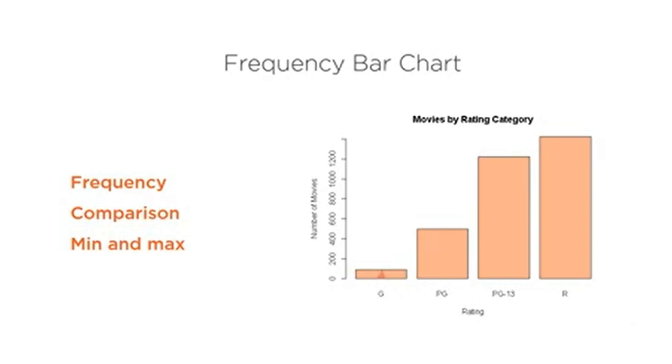Let me show you how you can read this plot. In a bar plot, along the x-axis categories are given, and along the y-axis a frequency count is given. One example is presented here, movies by rating category. There are a total of 4 rating categories here, and along the y-axis the count is given.